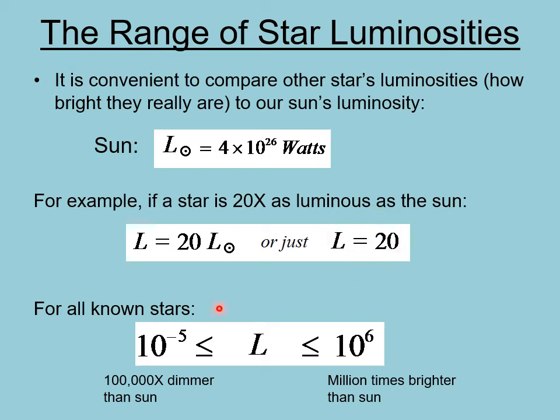So for all known stars, the brightness of stars falls between this enormous range. 10 to the negative 5 means 100,000 times dimmer than our sun. Some stars are that dim, whereas other stars can be 10 to the 6th power, which is 1,000,000 times brighter than our sun. So we see a huge range in brightness between all of the stars in our galaxy, and our sun sort of fits somewhere in the middle.